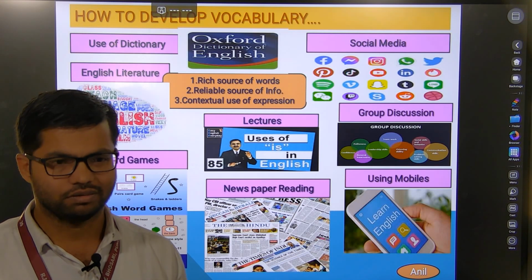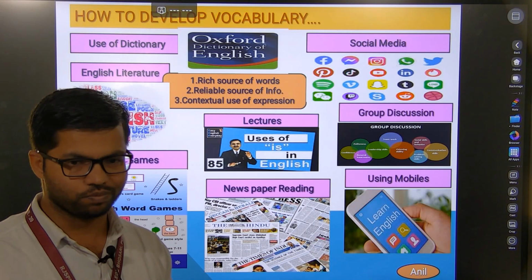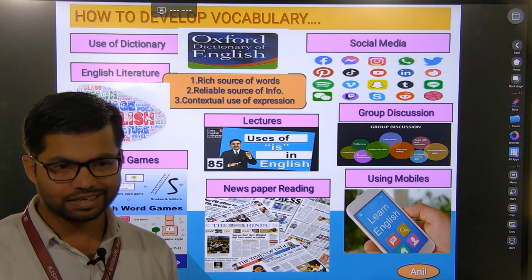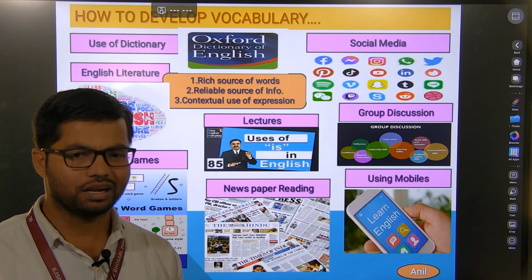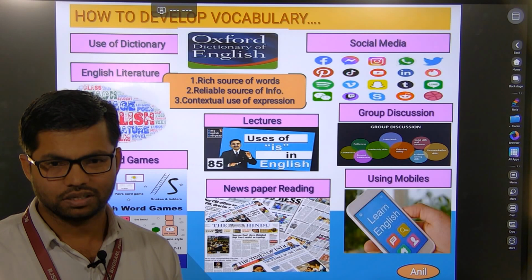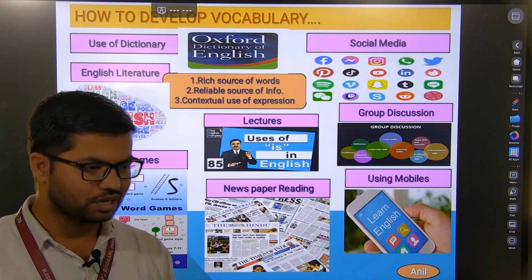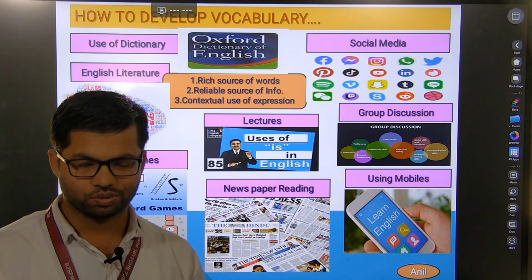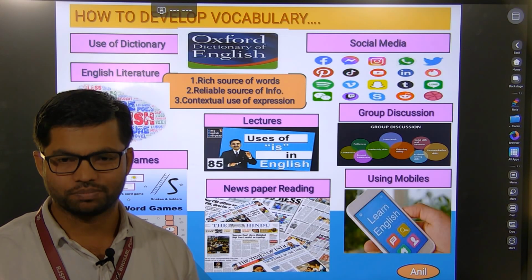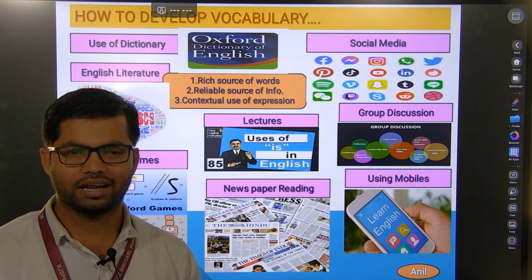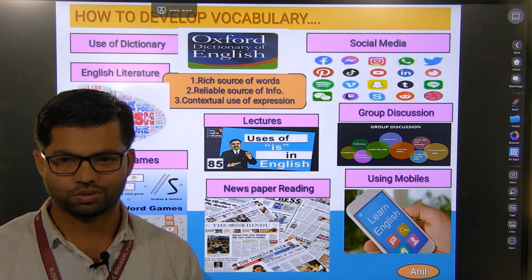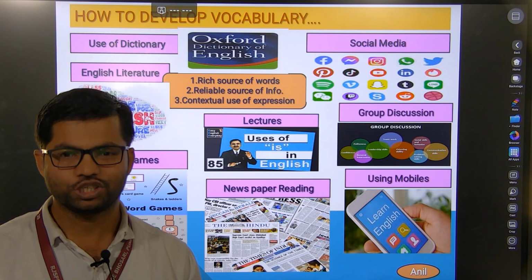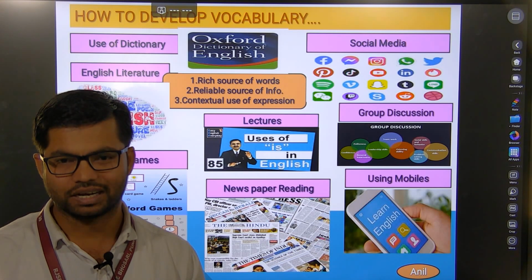Mobile, I say, if you use it from a positive perspective, it is an excellent thing that helps you to learn the English language. Then group discussion, yes. If you have good people around you, those who motivate you, those who guide you, those who always want to do something, these people can help you to develop your language skills also by keeping certain rules and punishments while speaking in the target language.